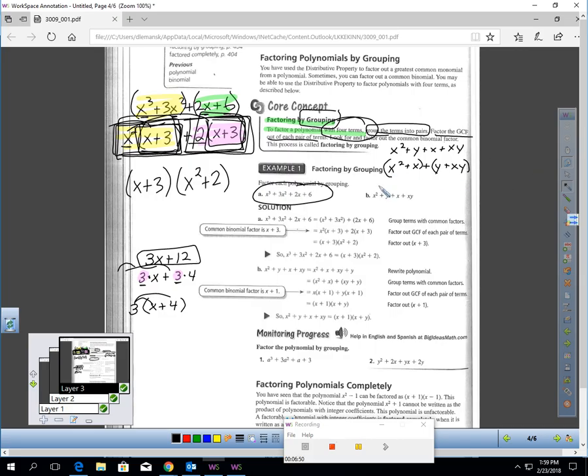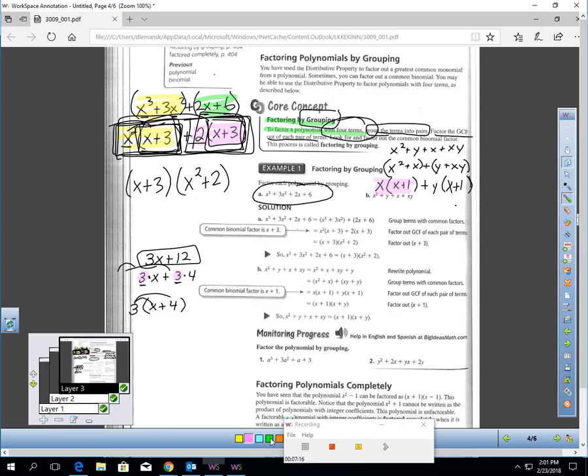I can pull out an x out of the first group, and I have x plus 1. And I can pull a y out of this group, and I have 1 plus x. Now, isn't 1 plus x the same as x plus 1? Let me rewrite that as x plus 1. Okay, and now look carefully. I'm going to color code.